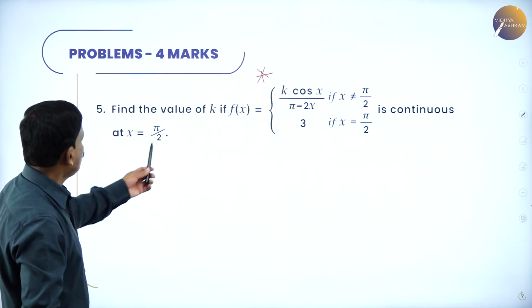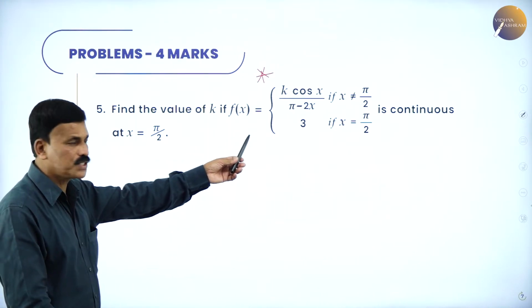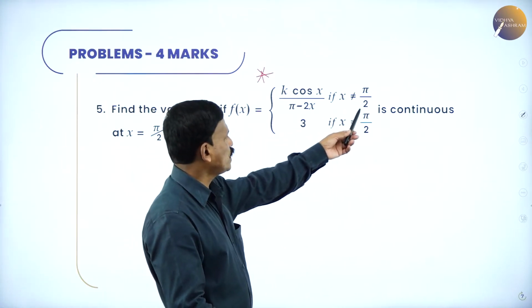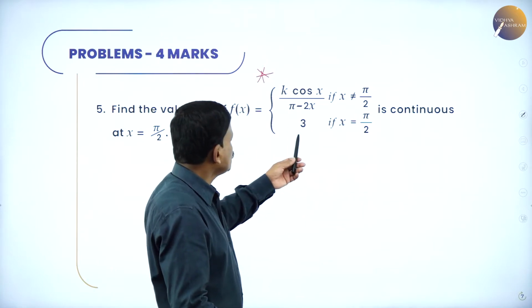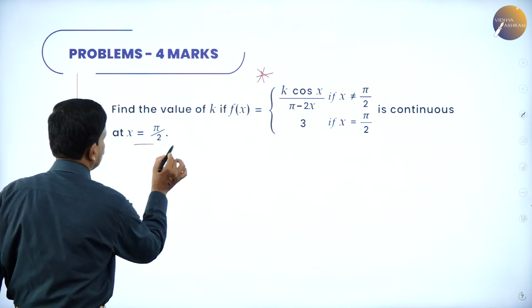What is given? Find the value of k if f of x is equal to k into cos x divided by pi minus 2x, if x is not equal to pi by 2, and f of x is equal to 3, if x is equal to pi by 2, is continuous at x is equal to pi by 2.